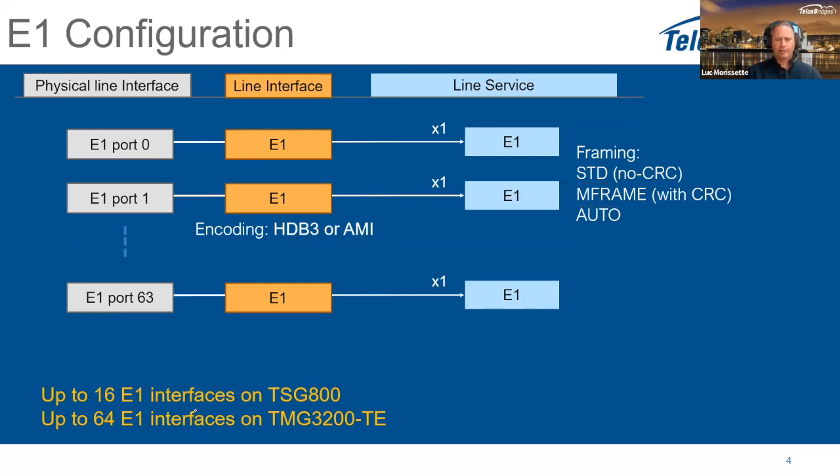Same as the T1s, you can support 16 E1 on the TMG 800 and 64 E1 on the TMG 3200.